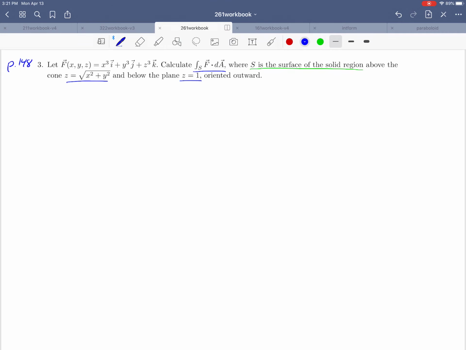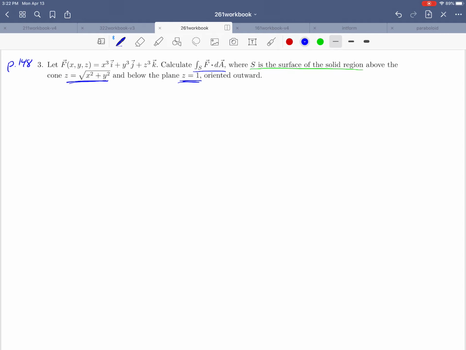So we have a choice here. We could do this directly and calculate the flux directly, but it would mean calculating the flux through two separate surfaces. Or we could use the divergence theorem, which means we could break it down to one triple integral. Which choice would you pick? Well, probably doing one triple integral is going to be better than doing two separate flux integrals. So let's try the divergence theorem on this one.